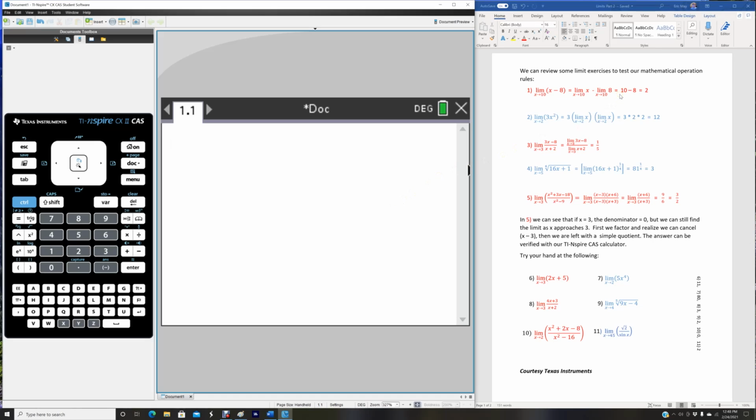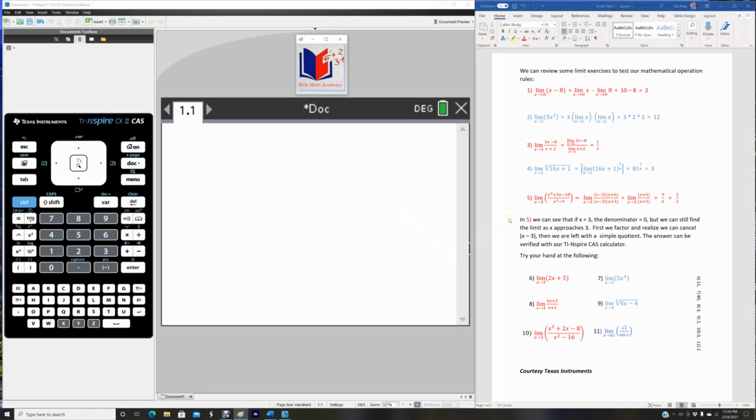they can be used with different mathematical operations. I have 5 examples over here. The first example shows our addition and subtraction rule. Second shows our multiplication rule. Our third limit shows our quotient rule. Fourth limit shows the radical rule. And our fifth limit shows polynomial rule.